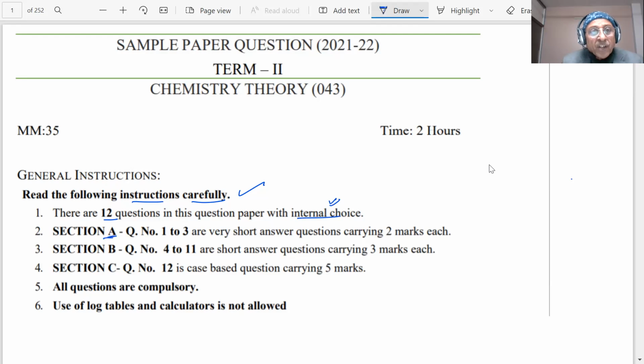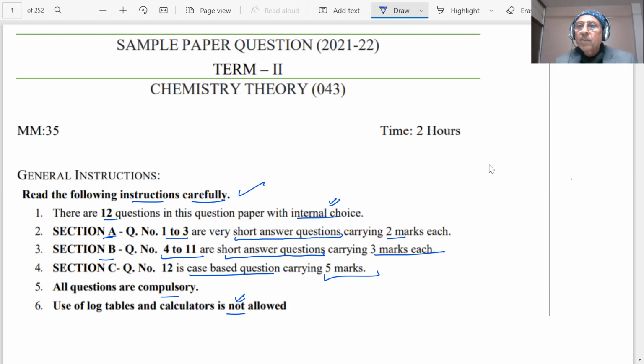Section A contains questions 1 to 3, which are very short answer questions. You don't have to write too much, students. Very short questions carrying 2 marks each. Section B, questions 4 to 11, are again short answer questions carrying 3 marks each. Section C is a case based question carrying 5 marks. All questions are compulsory, but internal choice has been given. Use of log tables and calculators is not allowed.